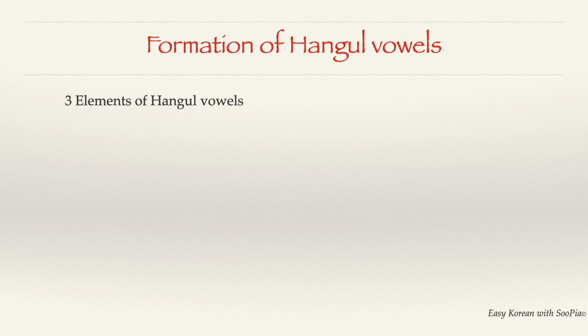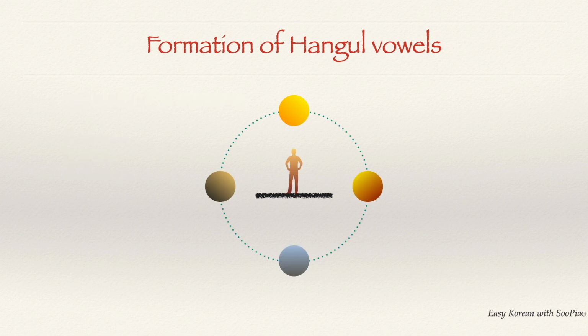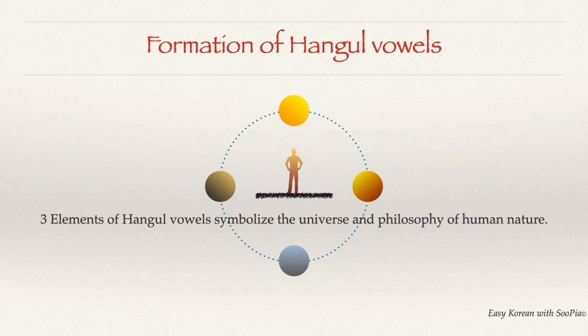There are three elements in Hangeul vowels. The first element is heaven. The second element is the earth. The last element is a human. These three elements of Hangeul vowels symbolize the universe and philosophy of human nature.